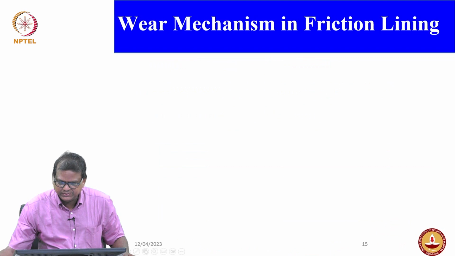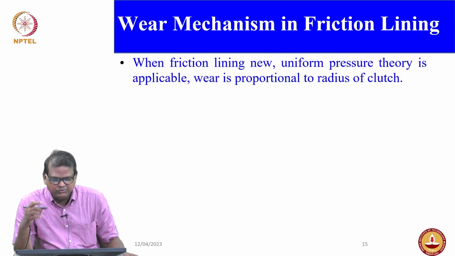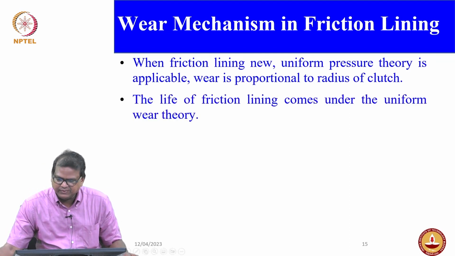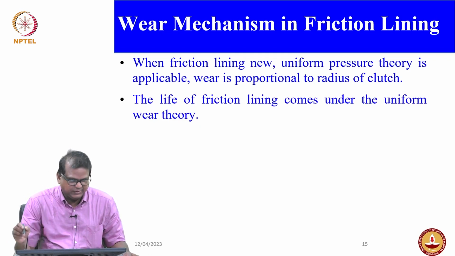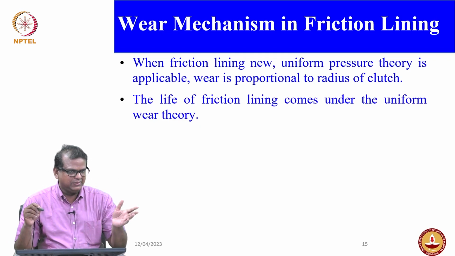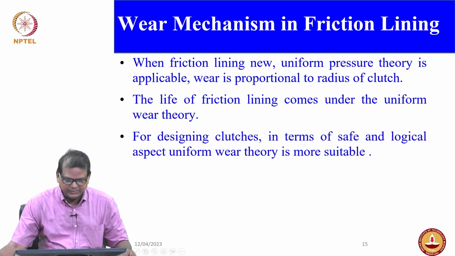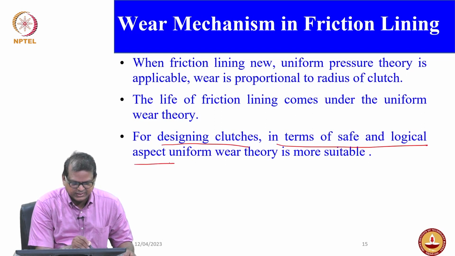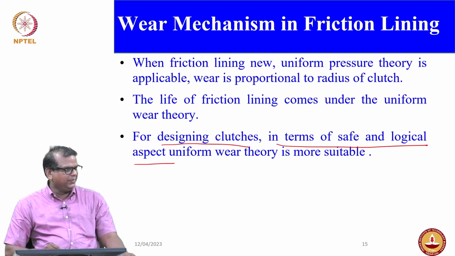One more thing, this is what I was saying: when the friction lining is new, uniform pressure theory is applicable, where pressure is proportional to the radius of the clutch. The life of the friction lining comes under uniform wear theory, based on the friction lining only; other than that, nothing can be done. So, obviously, for designing clutches in terms of safe and logical aspect, uniform wear theory is more reliable than the uniform pressure theory.